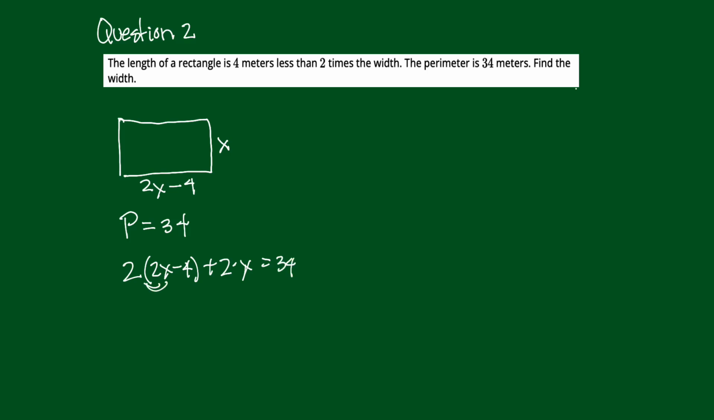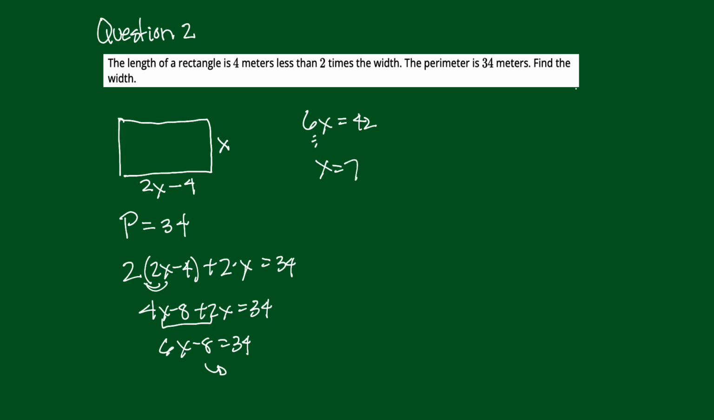All right, let's multiply through here. We'll get 4x minus 8 plus 2x equals 34. 4x and 2x will get 6x minus 8 equals 34. Now let's add that 8 to each side. I'll do it up here. So we'll get 6x equals 34 plus 8 is 42. Now you know you're doing it right when this 6 is going to divide evenly into that 42. So x is equal to 7.